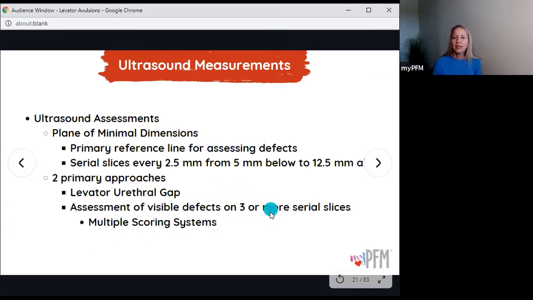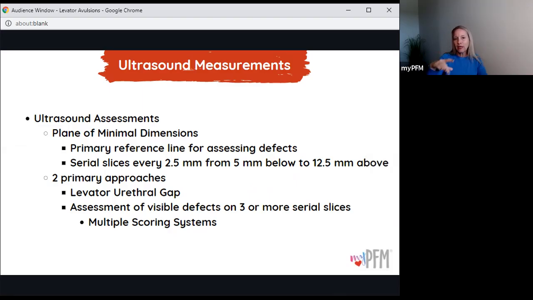So remember the serial slices are being taken from that line, the plane of minimal dimensions, every 2.5 millimeters from 5 millimeters below to 12.5 millimeters above. And so depending on how many of those slices you have a defect will determine how you're categorized, what kind of levator avulsion. Is it complete or partial? Is it major or minor? Is it a type 1 or a type 2? And so you need those ultrasound measurements to be able to classify.